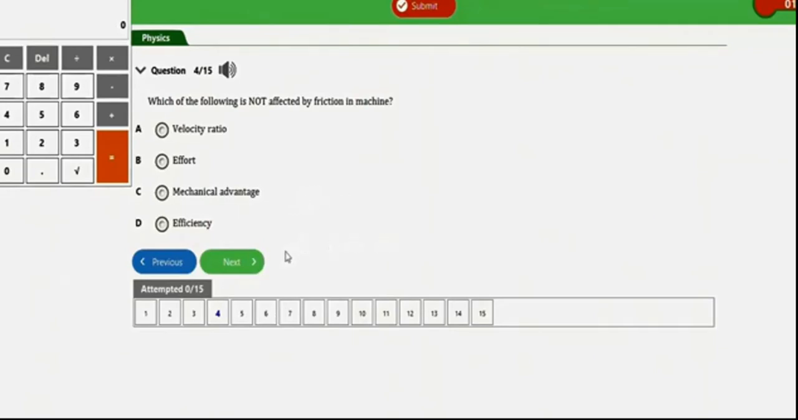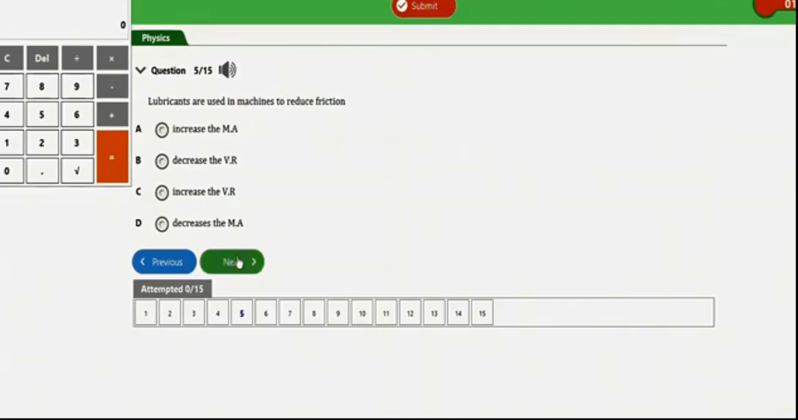The next repeated question says, lubricants are used in machines to reduce friction and, option A, increase the mechanical advantage; decrease the velocity ratio; increase the velocity ratio; decrease the mechanical advantage. So the correct option on this question is option A. Lubricants are used in machine to reduce friction and increase the mechanical advantage. So the correct option is option A. That's it for this question.